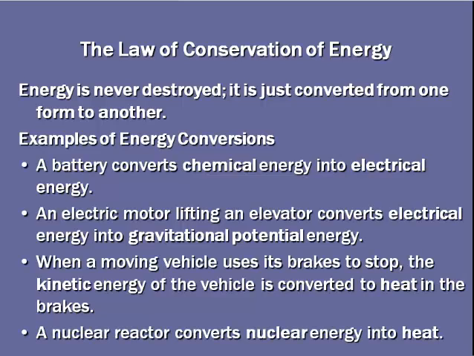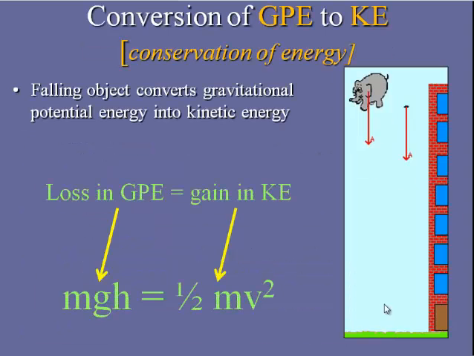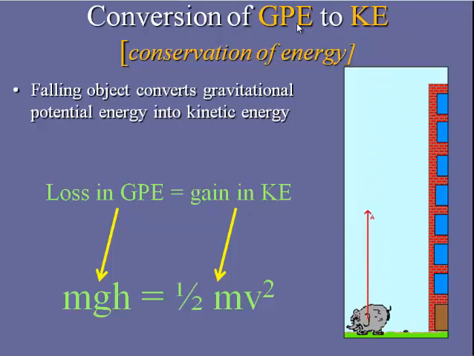Okay, last one: a nuclear reactor converts nuclear energy into heat. A common example we talk about is the conversion of gravitational potential energy to kinetic energy. So if an object's falling here, its loss in gravitational potential energy, mass times gravity times height, is going to be equal to the gain in kinetic energy, half mv squared. So my elephant is going to be gaining kinetic energy as it goes down, moving faster and faster and faster.